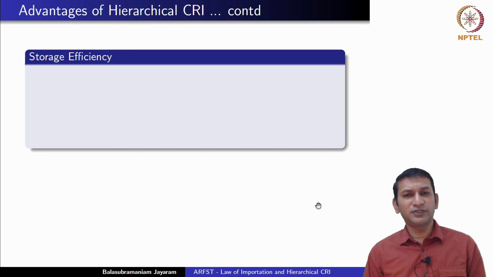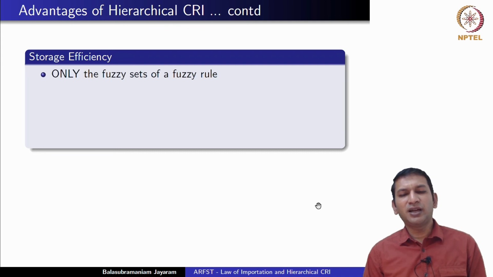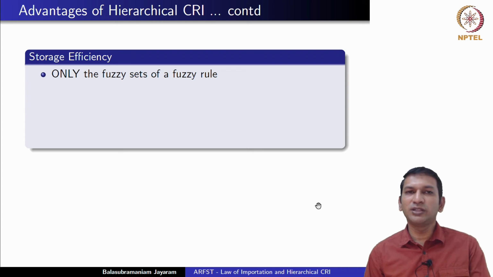What about the storage efficiency? You notice that at any point of time we are only storing the fuzzy sets of a rule, we are not storing the rule relation at all. So that means if in each of the domains there is mi discretization, the number of points of discretization is mi, essentially sigma mi is what you need to store.